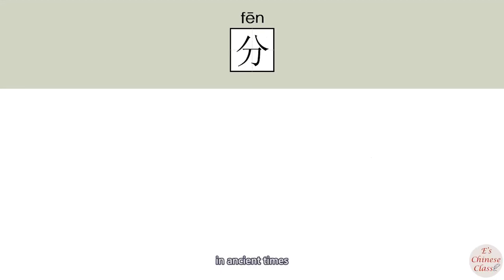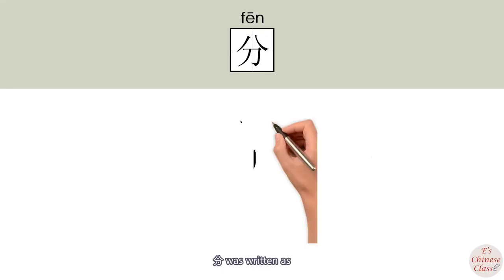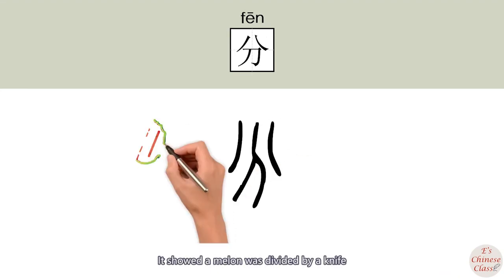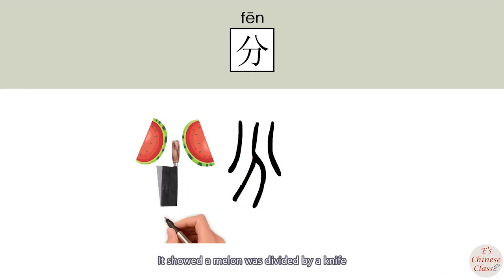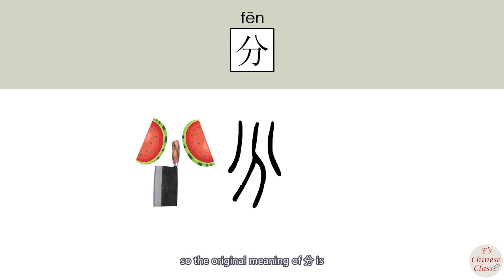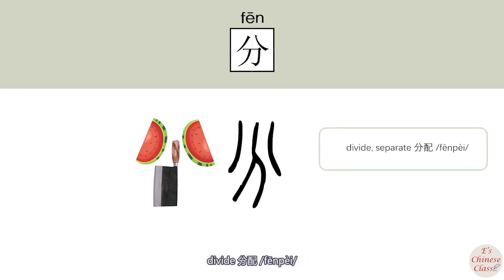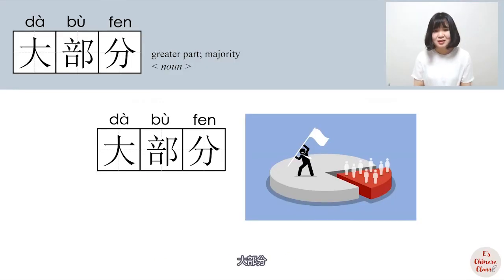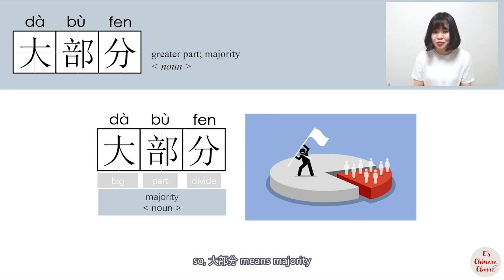In ancient times, 分 was written as, it showed a melon was divided by a knife. So the original meaning of 分 is divide, 分配。大部分，大 means big, 部 means part, 分 means divide. So 大部分 means majority.